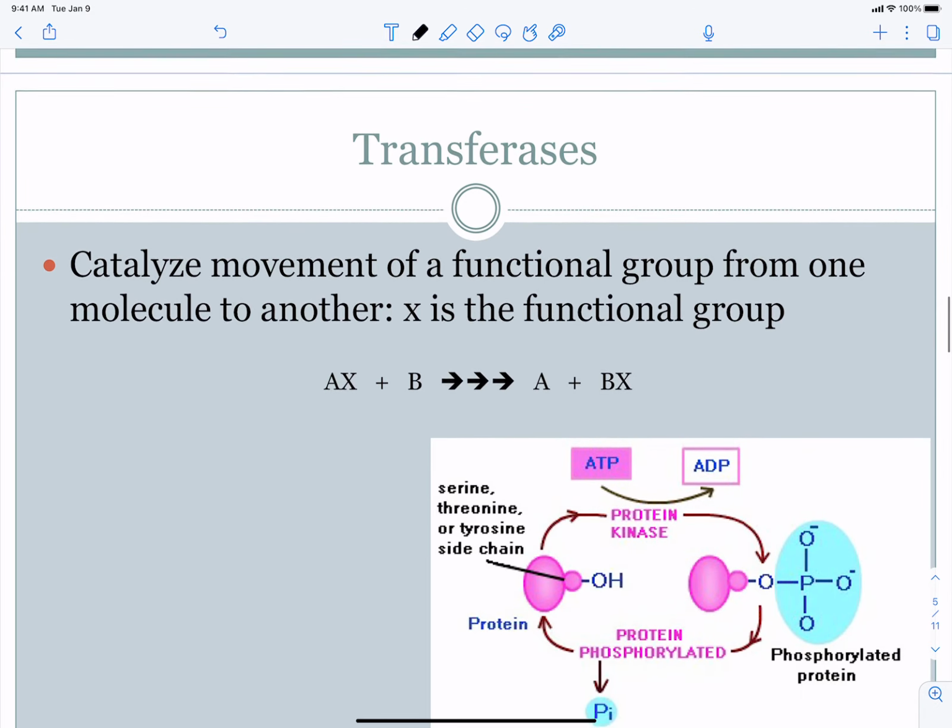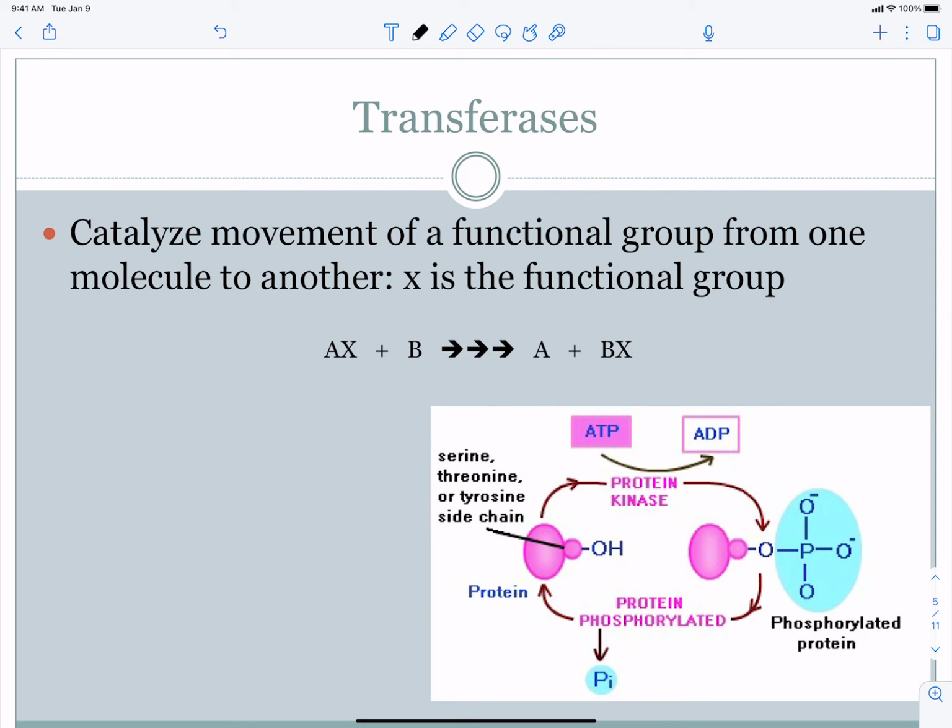The next class is a transferase. And a transferase is simply what it says it is. It's going to move a functional group from one molecule to another molecule. So you're going to have AX plus B, and you transfer that X from A to B. Examples are going to be kinases and deaminases. So kinases are going to be involved in phosphates. Deaminases are going to be involved in nitrogens, and they are going to move those around.